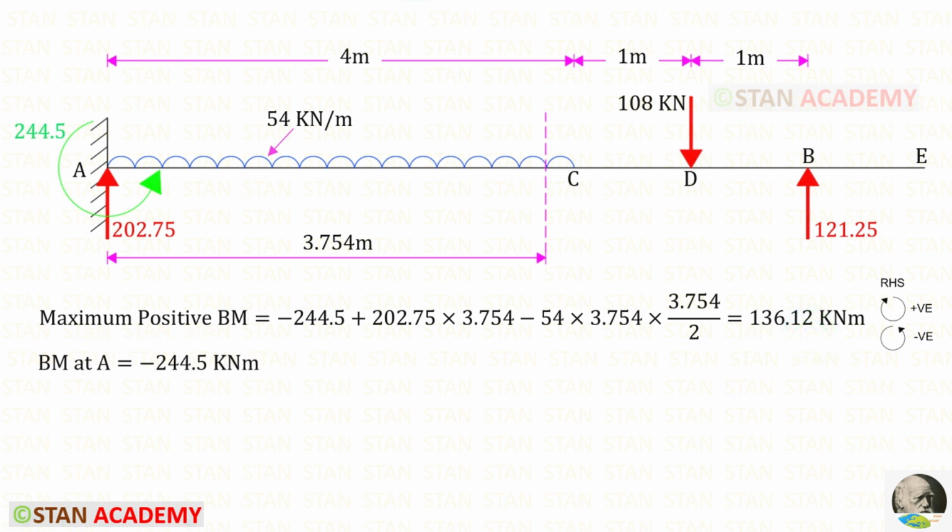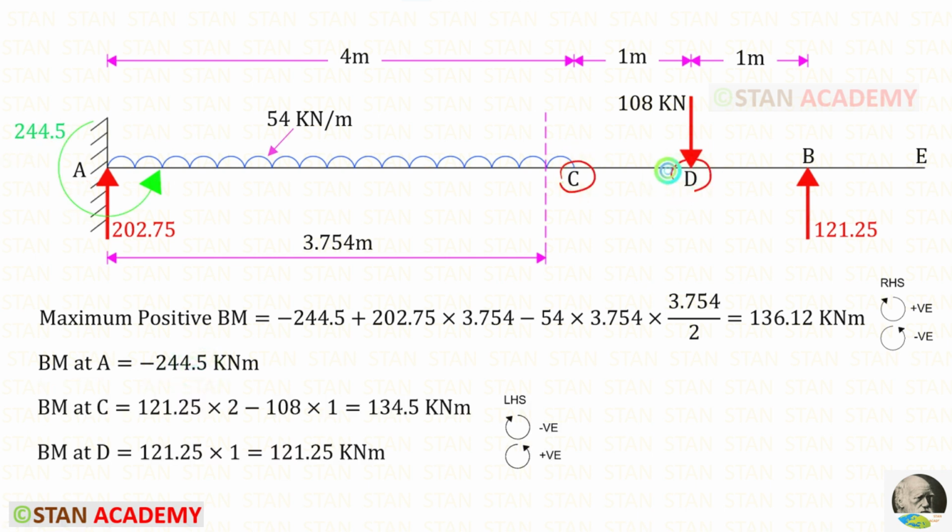Now let us find the moment in the point A. In the point A we have MA, which is acting in the anti-clockwise direction, so that it will be negative. To find the bending moments in the point C and D, we can use left hand side rule. First, let us find the bending moment at C. RB is acting in the anticlockwise direction, so that it will be positive, and the distance is 2. This point load is acting in the clockwise direction, so that it will be negative, and the distance is 1. For the bending moment at C, we will get 134.5. Let us find the bending moment at D. RB is acting in the anticlockwise direction, so that it will be positive, and the distance is 1. For the bending moment at D, we will get 121.25. In the points B and E, the bending moment will be 0.